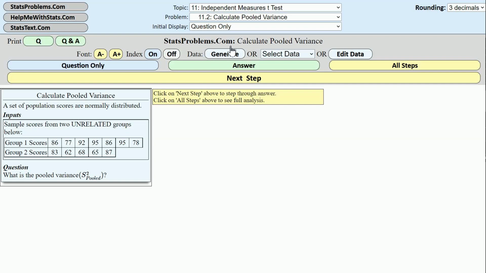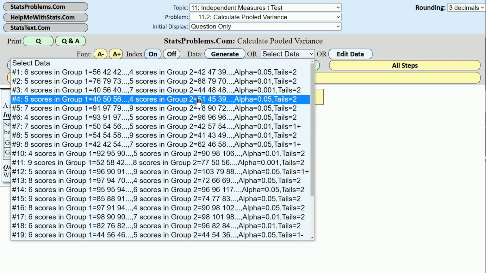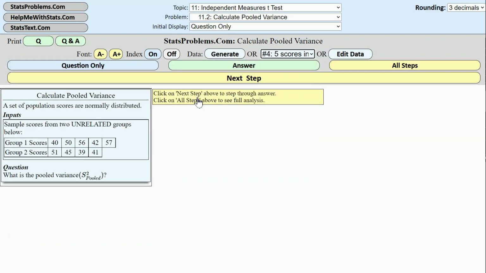Statsproblems.com was used to create this tutorial, which can help us calculate the pooled variance in an independent measures t-test. Let's begin by selecting one of the 25 example problems. The question appears in the blue box.